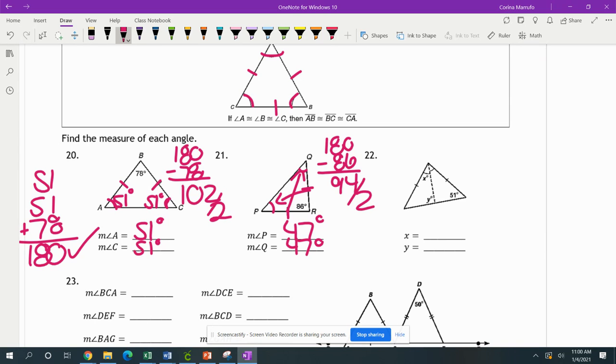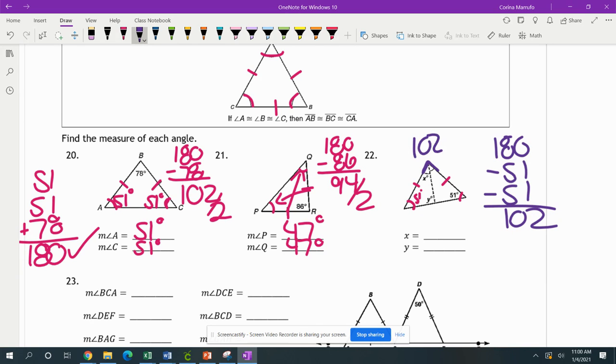Okay, this one adds a little bit more. They do tell us that these two sides are congruent. So this 51, that means this one also has to be 51. Let's go ahead and find that angle here on the top, this whole angle right here. We're going to do 180 minus 51 minus 51. That is going to give us 102. So this whole angle here is 102 degrees.